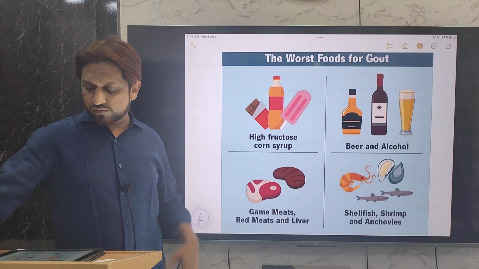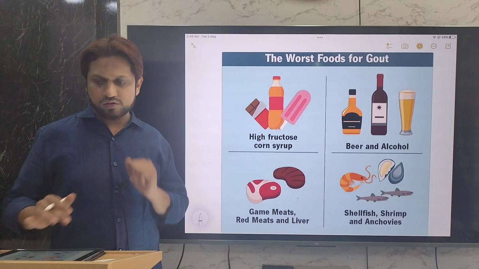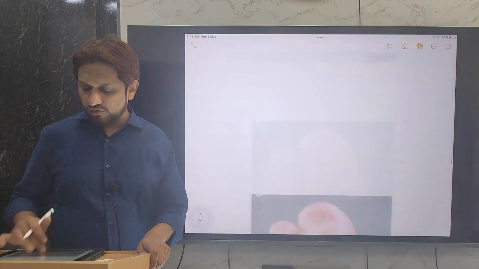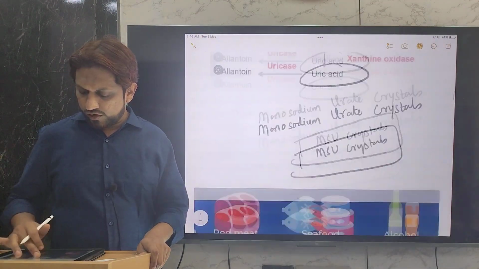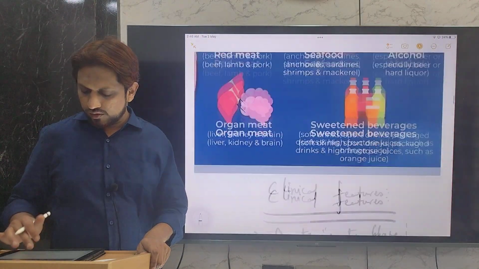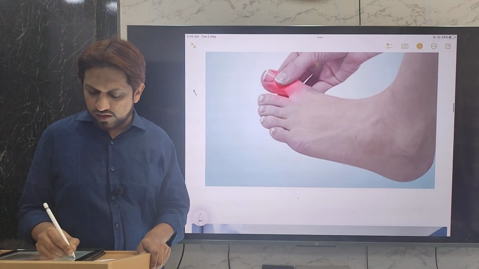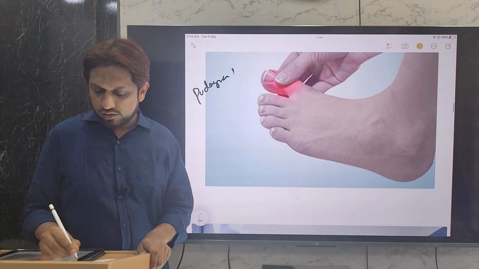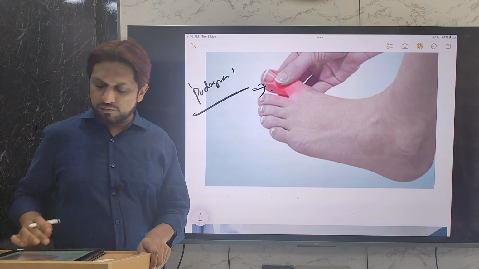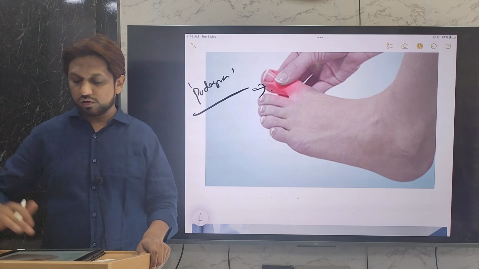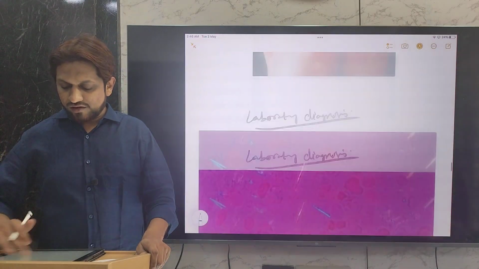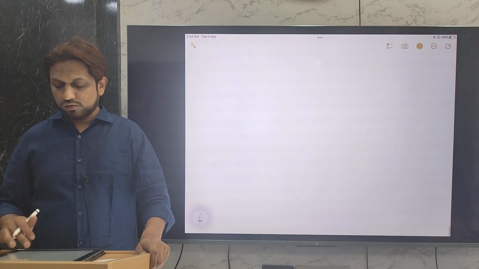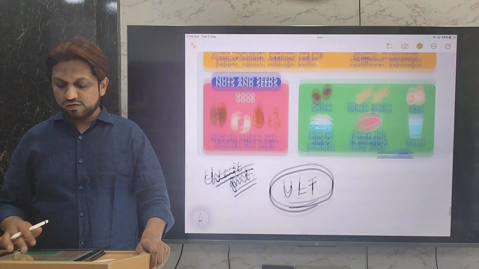Generally this will lead to attacks in the first metatarsophalangeal joint. Inflammation of this joint is also known as podagra, the name given to this inflammation in gout. Anyway, this is the management. So with lifestyle changes, you have to avoid these foods.